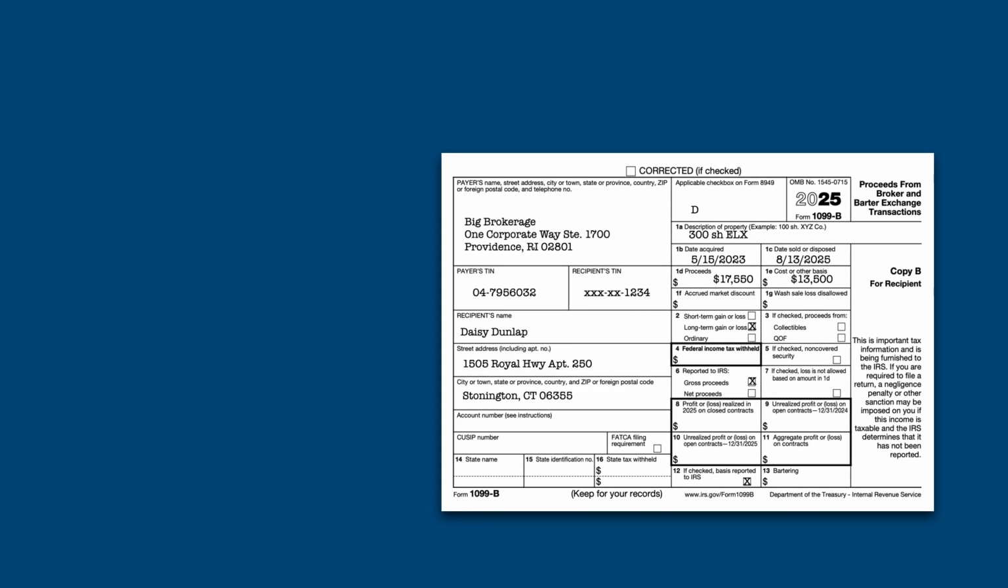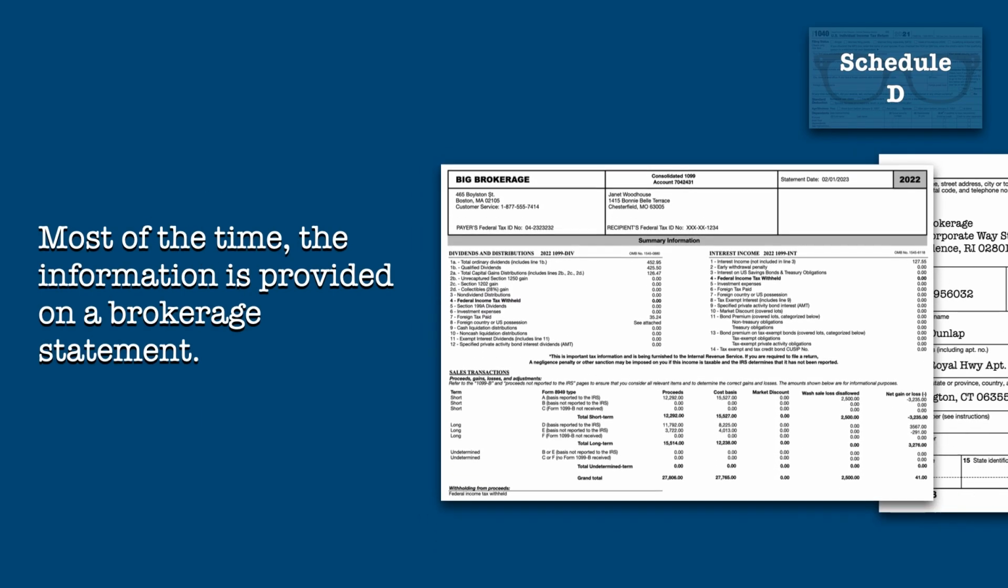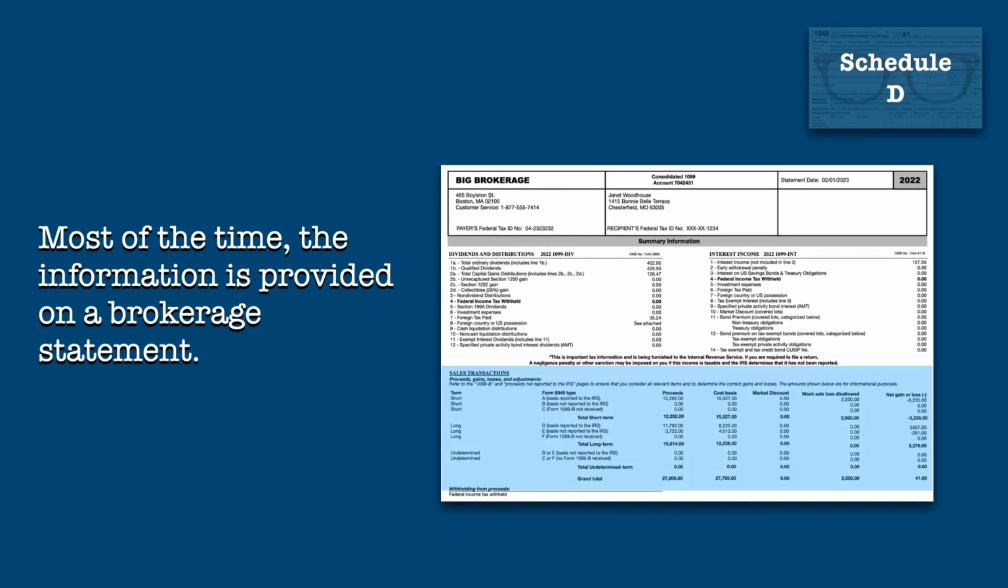Form 1099-B, Proceeds from Brokerage or Barter Exchange Transactions. When you sell securities or other investments, this form will be provided to you by whomever brokered the transaction. It will tell you what was sold, when it was sold, the proceeds of the sale, and usually the basis of the property sold. Rarely will you see this form sent to you in this format. Most of the time the information is provided on a brokerage statement.